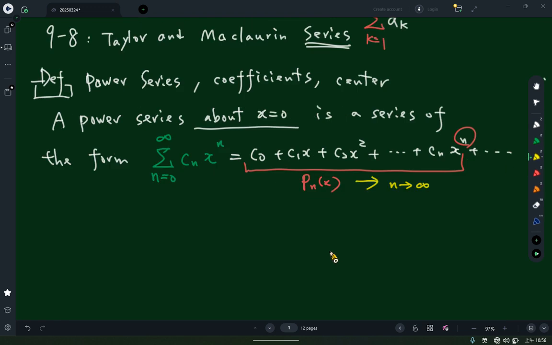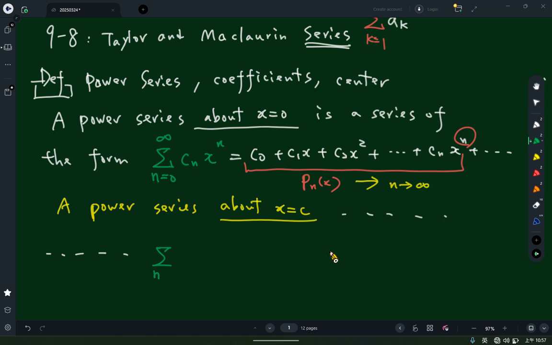Then if we say a power series about x equal to c, it is a series of the form sigma n from 0 to infinity Cn (x minus c) to the n. Then you can still understand that this will be C0 plus C1 (x minus c).